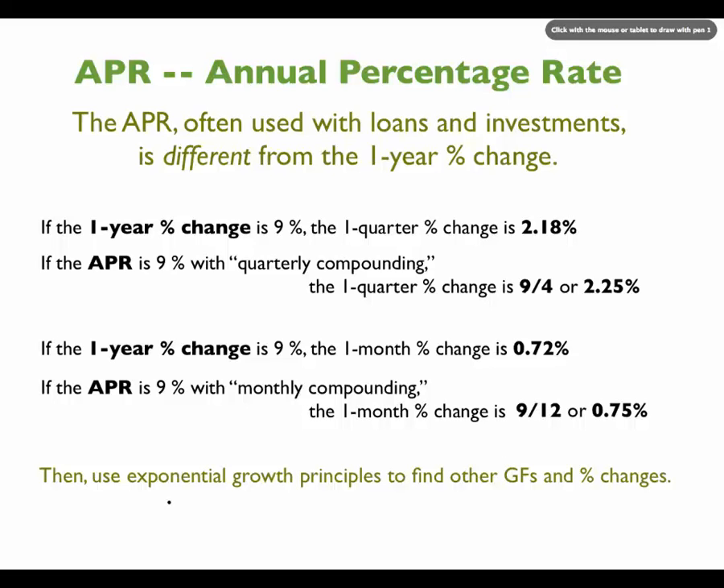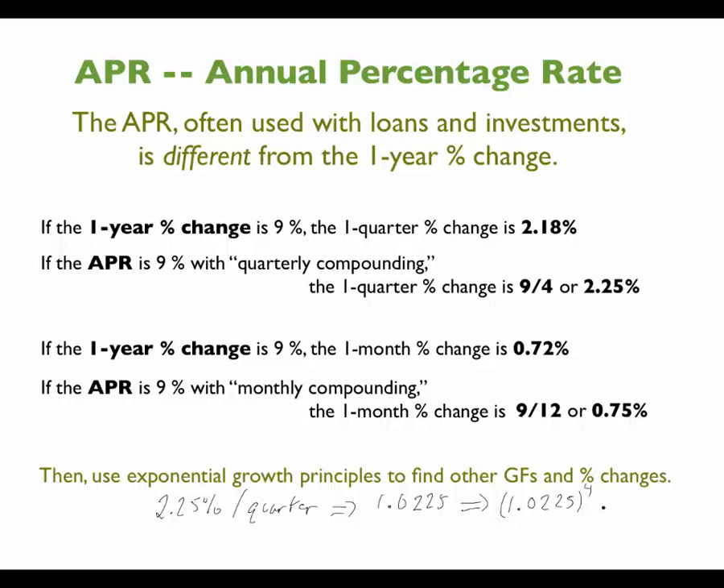Okay, so 2.25% per quarter means what growth factor? 1.0225. So we want to find the annual growth factor, 1.0225 to the fourth, which is what? 1.093? Give me two decimal places. 308. Someone else get that? Yes. So if you have 9% APR with quarterly compounding, your true percent increase per year is 9.308%.